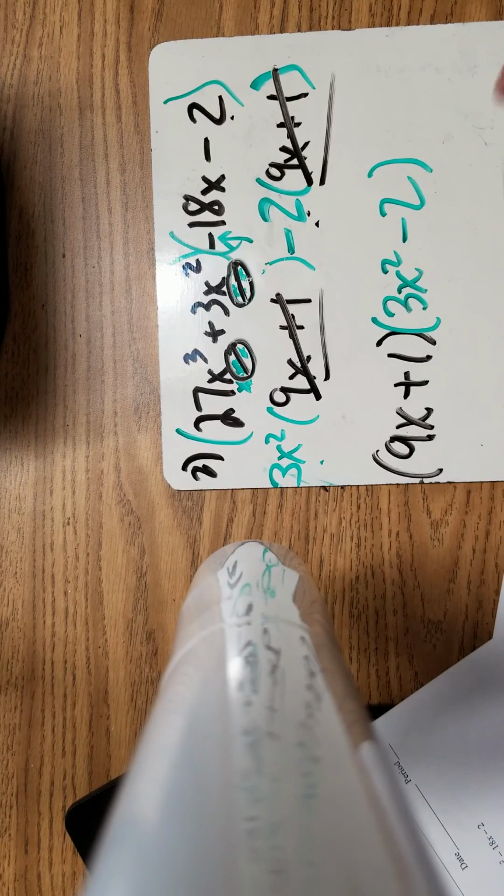Now, ask yourself if these are perfect squares, the one that has the exponent. If they are perfect squares, keep going. If not, you're done.